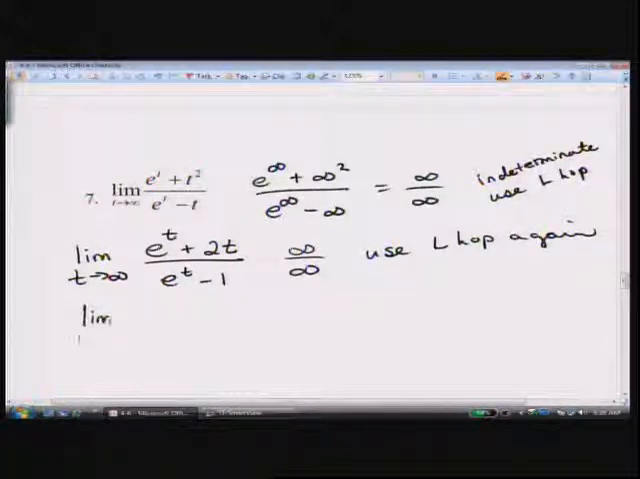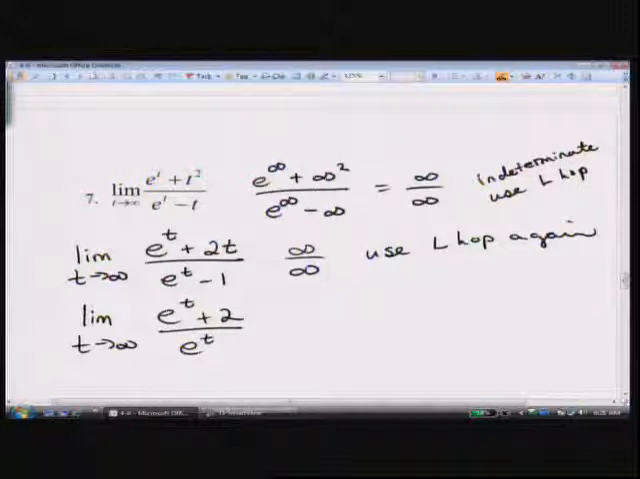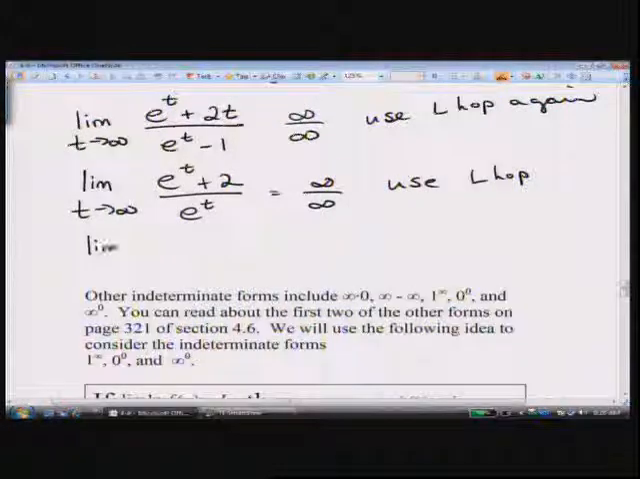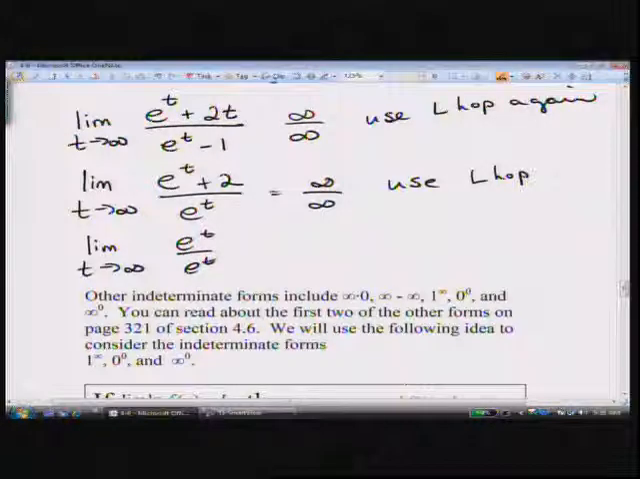And so the limit as t goes to infinity, this will be e to the t plus 2 over just e to the t. All right? Now, this is, again, infinity over infinity, so we'll use L'Hopital one more time, and we'll get the limit as t goes to infinity of e to the t over e to the t. Well, hello, that's just 1, right? And those reduce, and so you get the answer there is 1.